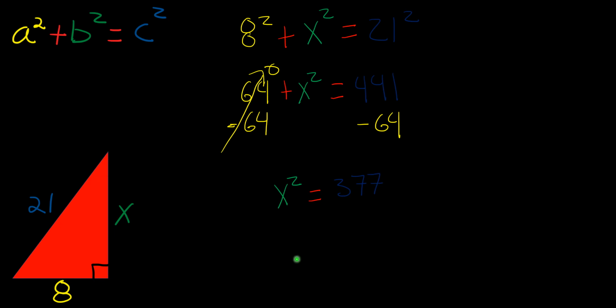Now I have to get rid of the square. So I do that by taking the square root. So I'm going to take the square root of both sides. It's going to leave me with x is equal to the square root of 377, which is just going to be 19.42.